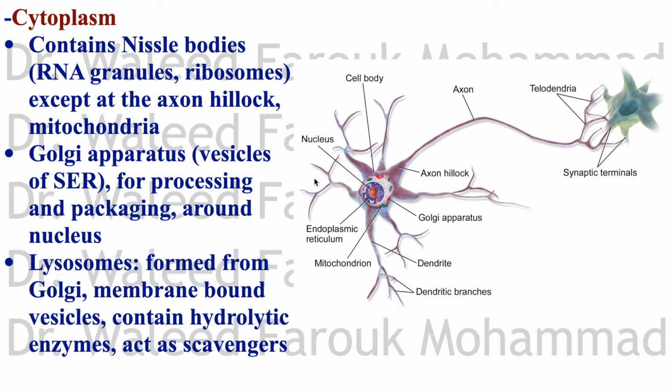The cytoplasm also has mitochondria, and a Golgi apparatus, which are vesicles of smooth endoplasmic reticulum for processing and packaging, present around the nucleus. It also has lysosomes that are formed from the Golgi. They are membrane-bound vesicles that contain hydrolytic enzymes to act as scavengers.